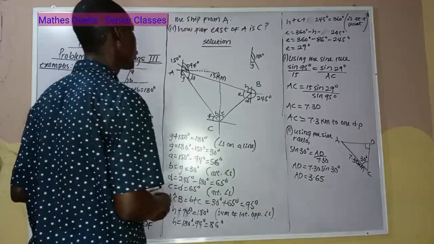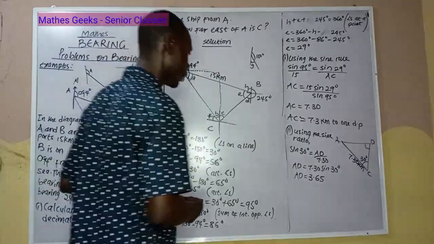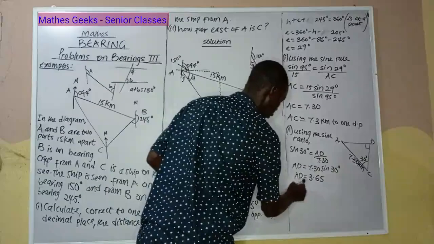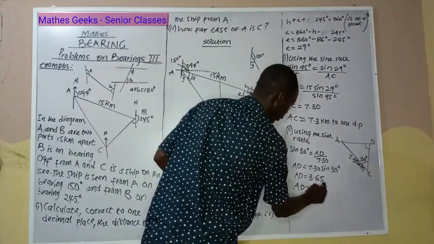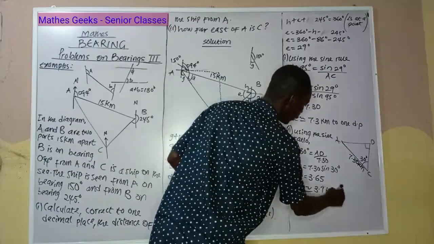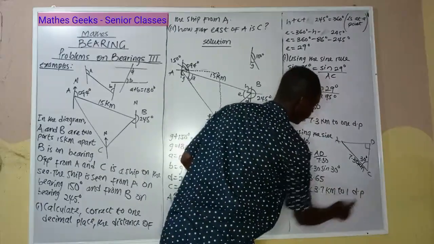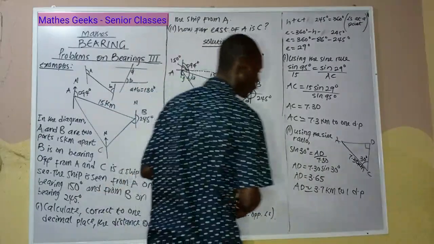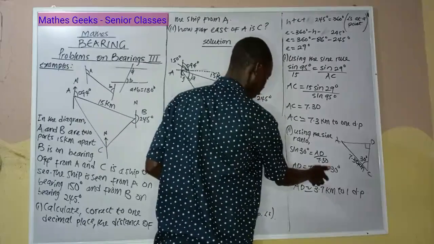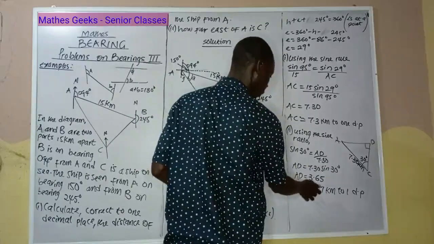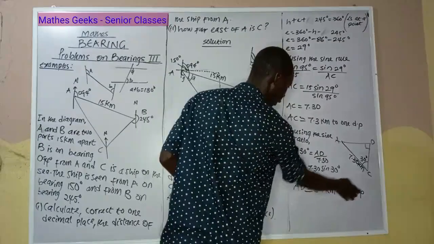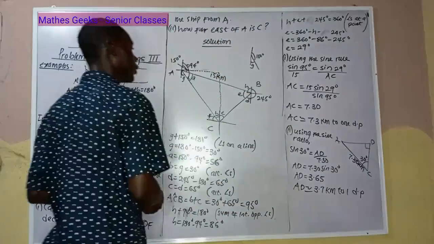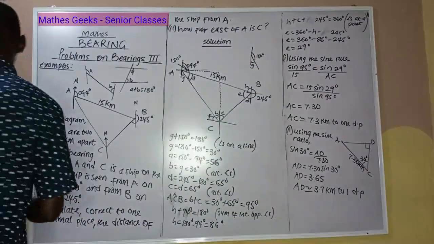Okay, we're not told to correct this to one decimal place. So these are final answers. So let me also correct to one decimal place. So AD is approximately 0.7 kilometers to 1 dp. But you can leave it here in exam because you are not told to correct the answer to one decimal place. Or you can write AD is approximately 0.7 kilometers, and indicate by saying that you corrected the answer to one decimal place. So that is the answer to Roman figure 2.